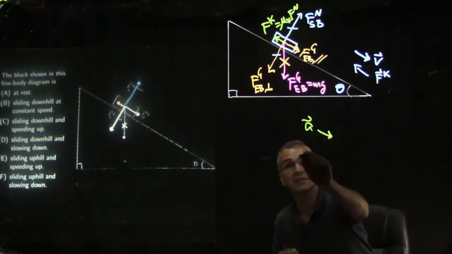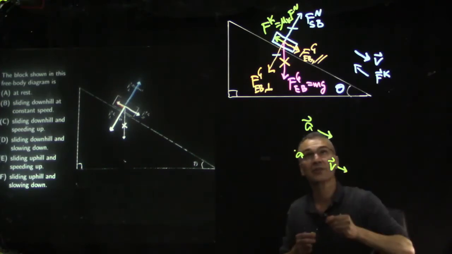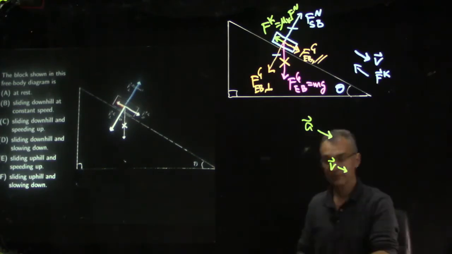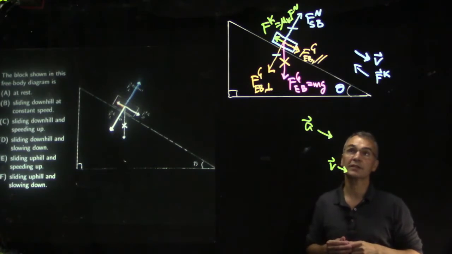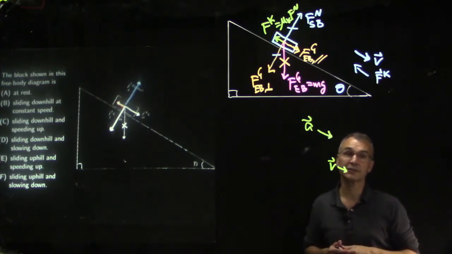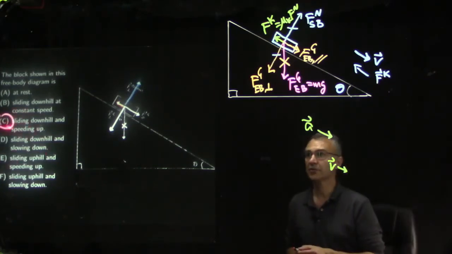its velocity also evidently points downhill, since the way you infer that the velocity must point downhill is that friction is pointing uphill and friction is kinetic. So I guess it must be opposing some non-zero velocity, which must be downhill, in the opposite direction of friction. I think I like C, Charlie, sliding downhill and speeding up.